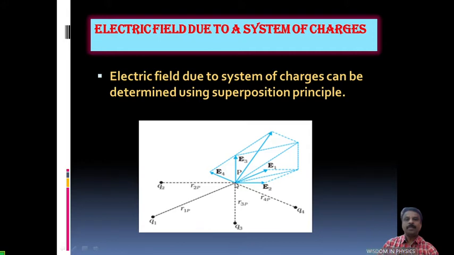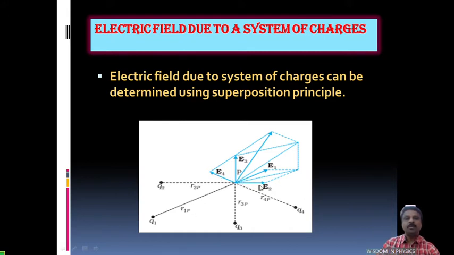Let us choose a point P. From the point P, Q1 is at a distance R1P, Q2 is at R2P, Q3 is at R3P, and Q4 is at R4P. All the distances correspond to the charges. Every charge is a positive charge. Therefore, at point P, due to the positive charge Q1, you have a field E1, and due to Q2, you have E2, all directed outwards. And for Q3 the field is E3, and for Q4 we have E4.